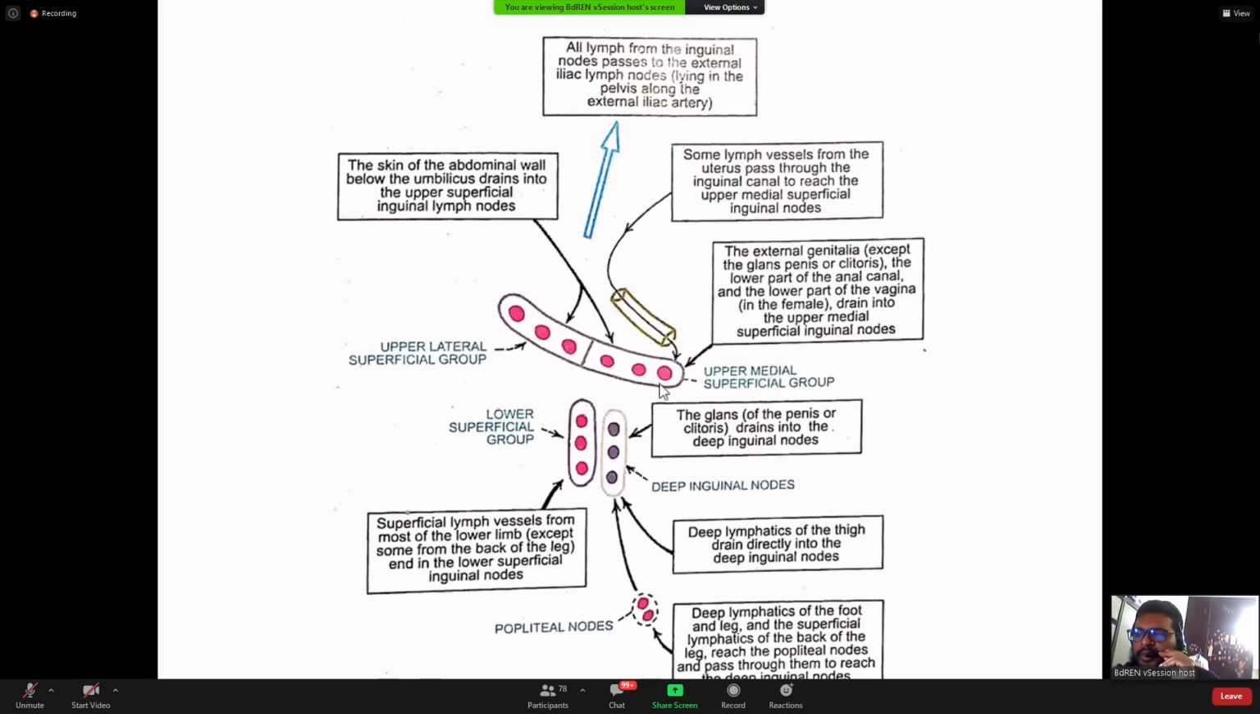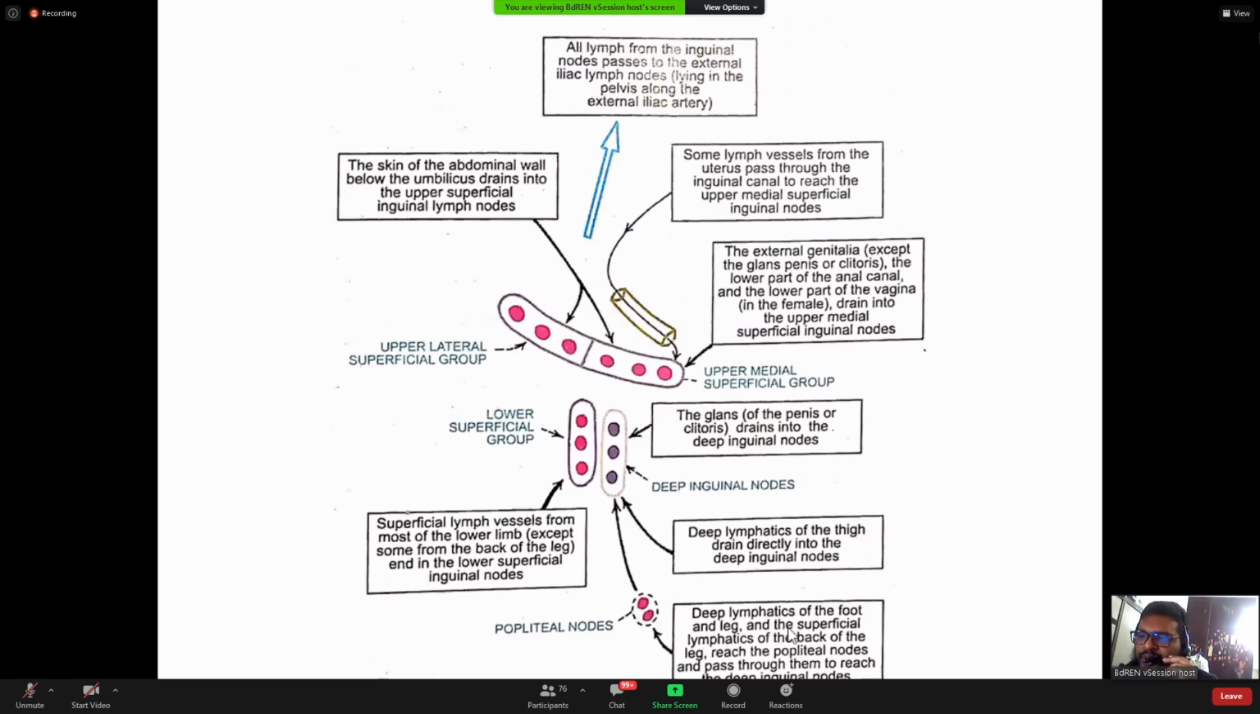So you can understand the lymph nodes of the lower limb are located in a T-shaped manner: the superficial ones, the upper horizontal one in the upper lateral group and upper medial group, and the lower superficial group in the vertical one. And these are the deep nodes. Deep nodes get supply from the deep lymphatics of the thigh, which follow the arteries, and these lymphatics drain directly into the deep inguinal lymph nodes. Also the popliteal one.